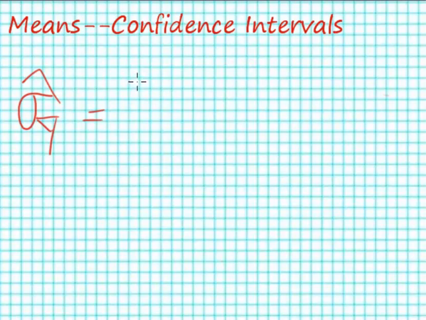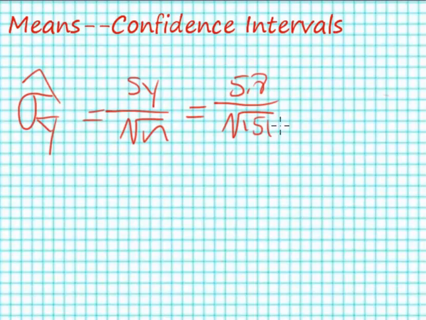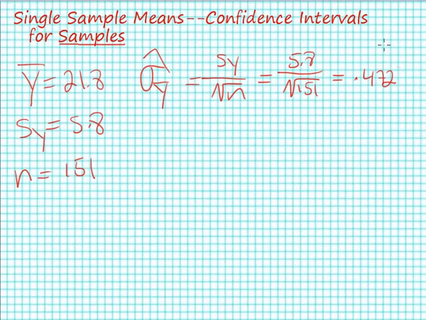We know that this is going to be equal to our standard deviation divided by the square root of n. And for this particular example, our standard deviation is 5.8, and we're going to divide that by the square root of 151, and we're going to get a standard error of 0.472. From here, all we have to do is now write out our formula for the confidence interval and solve.